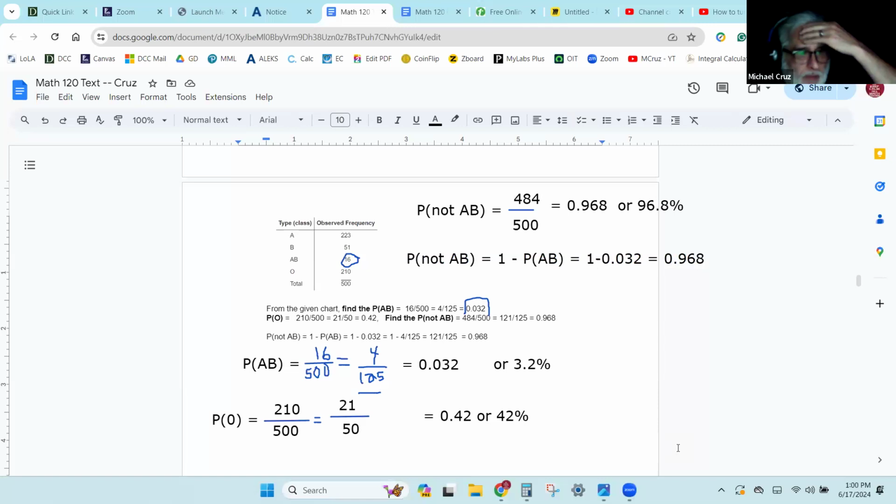Complement rule, sometimes if you've got a lot of numbers to add up, the complement rule would definitely be faster. Here, it's probably not that much faster because you add up your three numbers, the 223, the 51, and the 210, and then divide by 500. Or you could just take the AB and subtract it from 1. All right. Questions about that one?